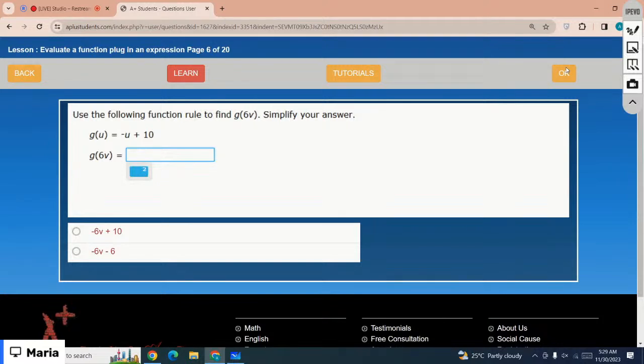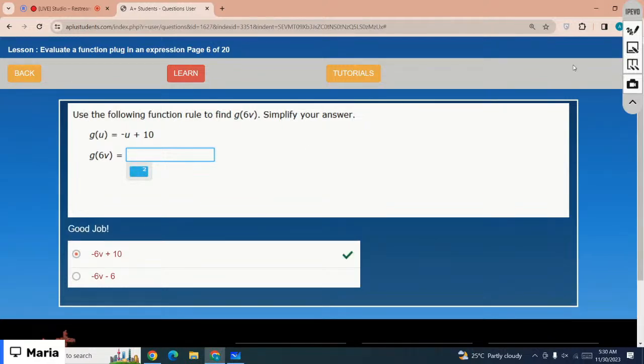Use the following function rule to find g of 6v. So, which is the correct option? Yes, that is negative 6v plus 10. Option number 1 is the correct option, that is negative 6v plus 10. Very good.